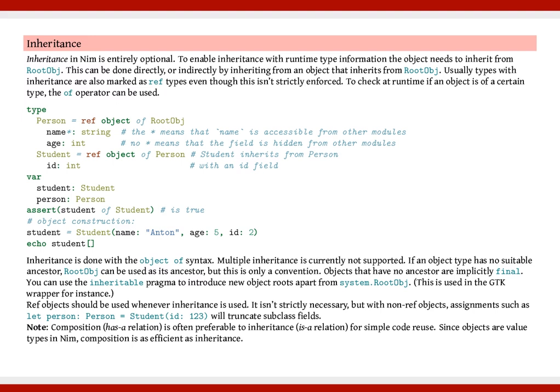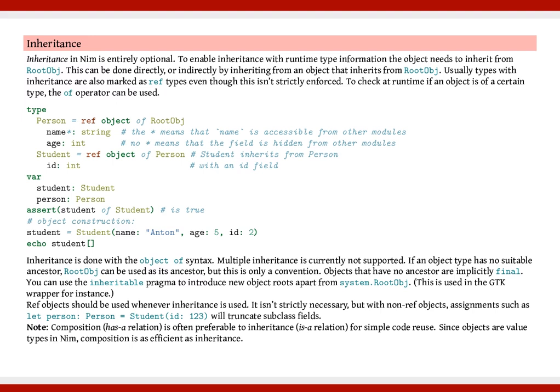type Person = ref object of RootObj. name*: string # the * means that name is accessible from other modules. age: int # no * means that the field is hidden from other modules. Student = ref object of Person # Student inherits from Person. id: int # with an id field. var student: Student. person: Person. assert(student of Student) # is true. # object construction: student = Student(name: "Anton", age: 5, id: 2). echo student[]. Inheritance is done with the object of syntax.